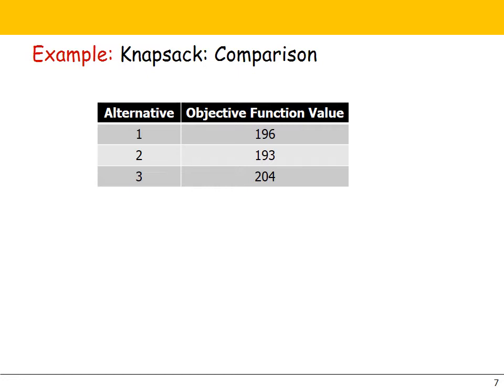And is this solution optimal? 204. The answer is we don't know. We cannot say yes, we cannot say no. The only thing we say is we don't know. It may be or it may not be.